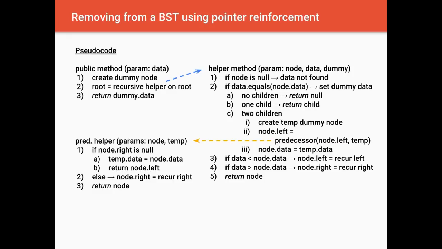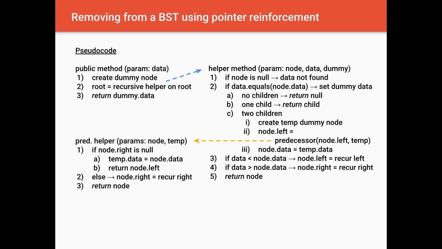We're going to take in a parameter which is current, and we're going to have the temporary dummy node. In this case, we don't actually have a data parameter because we're not looking for anything specifically. We're not looking for a value, we're looking for a position. So our base case is if the node's right child is null. If the node's right child is null, that means we found the predecessor. So we're going to set the temporary node's data equal to the node's data, and then we're going to return node's left.